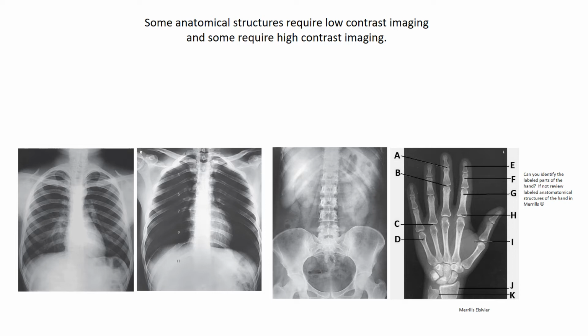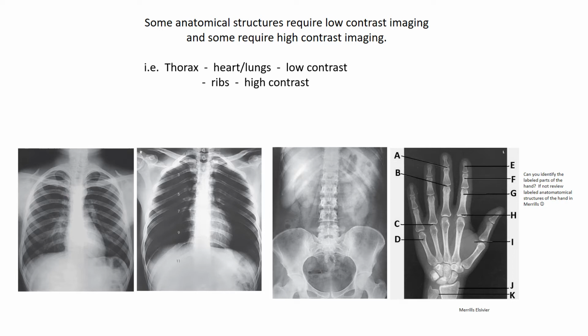Some anatomical structures require low contrast imaging and some require high contrast imaging. I've got various radiographs down at the bottom. If you look at this, one region, for example, is the chest or the thorax area. If we are imaging the chest or the thorax and we're interested in the heart or lungs, this would be an image that we would want more low contrast. We want to see more grays.